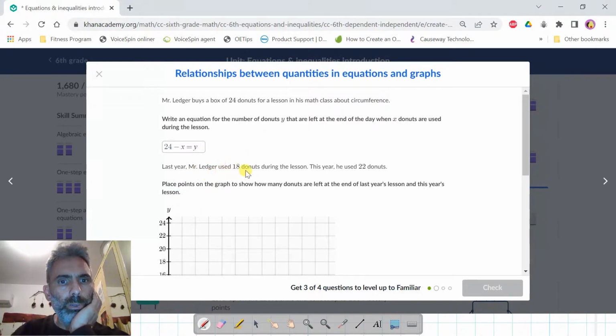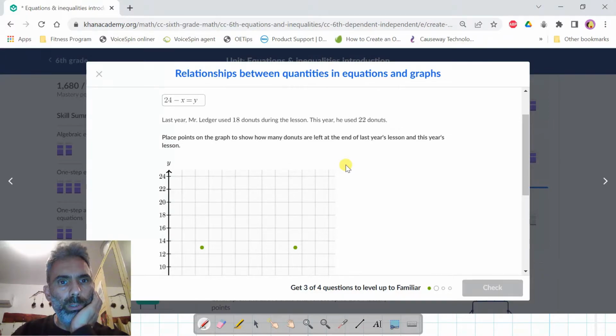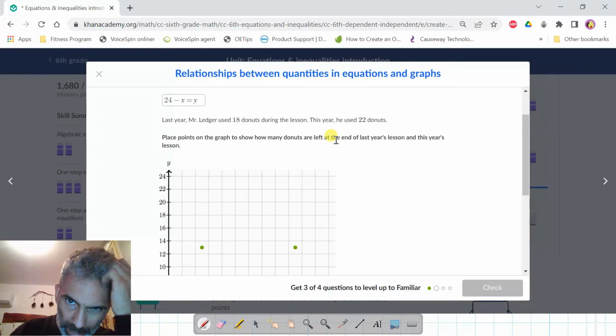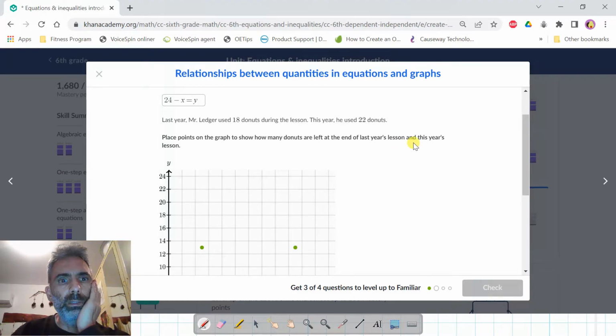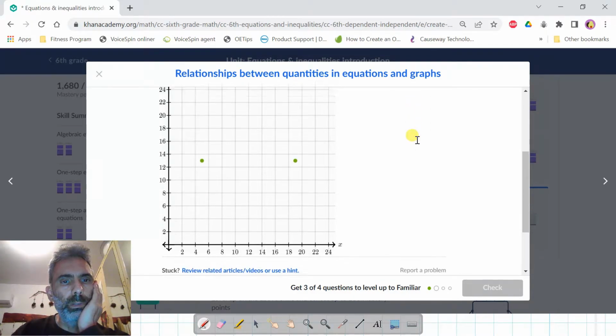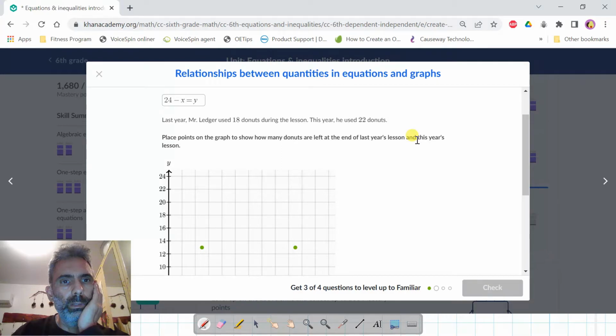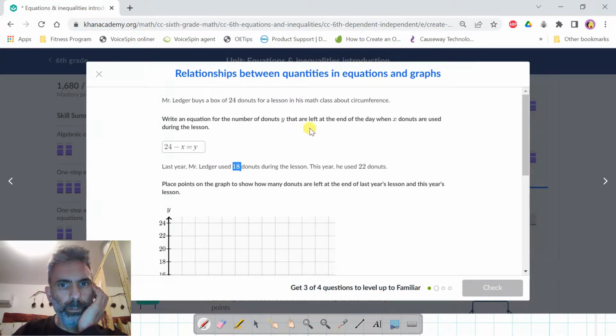Okay, last year Mr. Ledger used 18 donuts during the lesson. This year he used 22 donuts. Place points on the graph to show how many donuts are left at the end of last year's lesson and this year's lesson. Okay, so let's see. Last year we used 18 donuts.